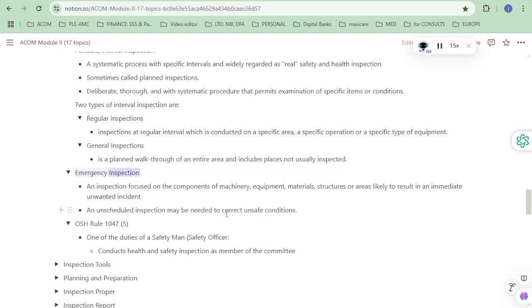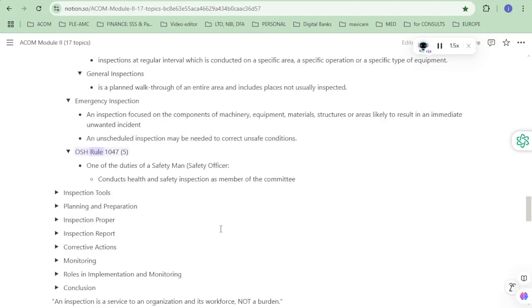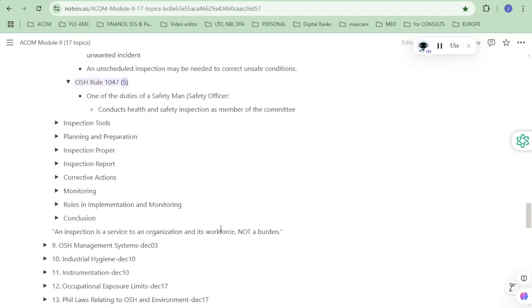Emergency inspection: an inspection focused on the components of machinery, equipment, materials, structures, or areas likely to result in an immediate unwanted incident. An unscheduled inspection may be needed to correct unsafe conditions. OSH Rule 1047, section 5: one of the duties of a safety man or safety officer is to conduct health and safety inspection as a member of the committee.